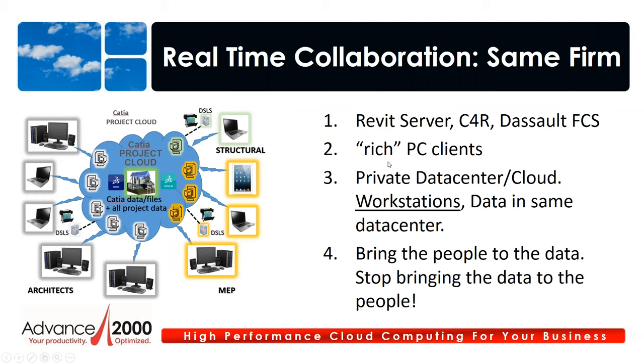Depending on the application you're running, Revit has some Revit Server collaboration, or C4R. Dassault has what they call file collaboration servers, so they're very vendor specific. And so you end up having all these multiple collaborations for different things. We'll call them rich clients. So for these applications that need 32 gigs of RAM, we say let's put everything you need in one data center, like I just showed you, including the data, and bring the people to the data and the apps, not bring the apps and the data to the people. So you can see here in this diagram, I don't care. I'll have my architects maybe that are sitting in New York, same firm.